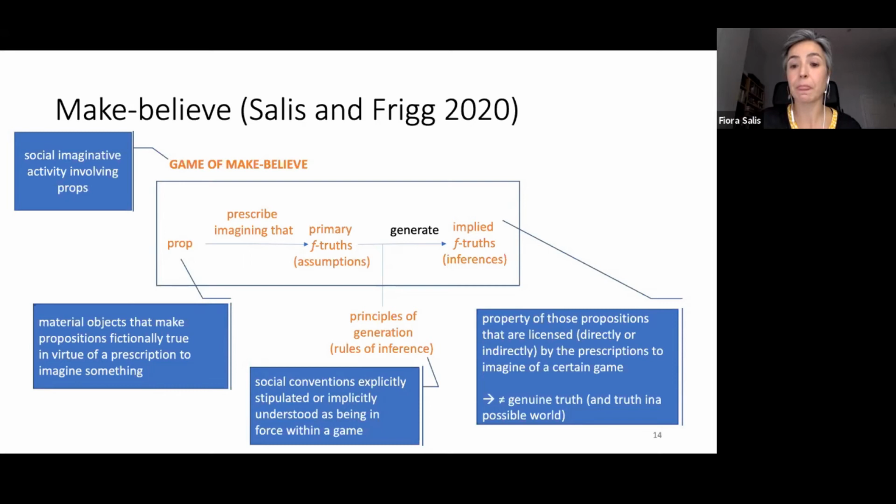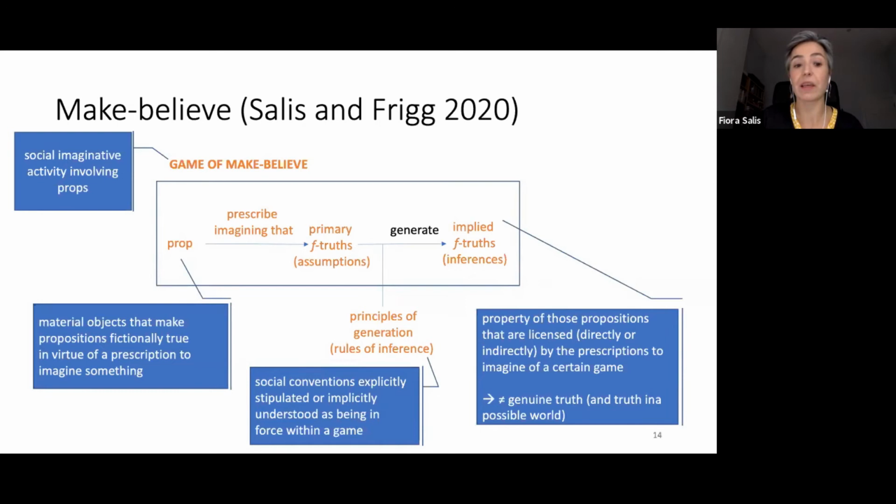In this scheme, we have therefore the game of make-believe, social imaginative activity involving props. We have the props, we have certain social conventions, and we have two types of fictional truth. We have primary fictional truth, the original assumptions or the premises of the game, and then implied fictional truth, truths that are generated from the primary fictional truth or from the premises of the game or from the assumptions.